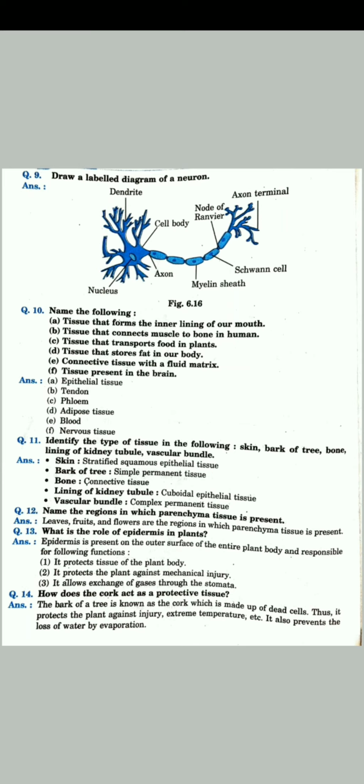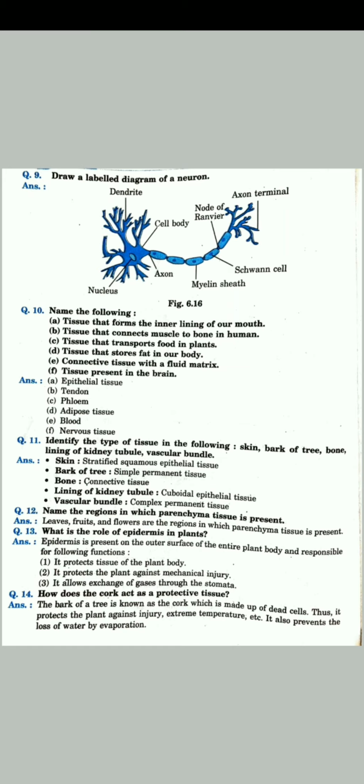Question number 1 is, tissue that forms the inner lining of our mouth. That is epithelial tissue. Wherever lining is there, epithelial tissue is there. Then tissue that connects muscle to bone, tendons. Then tissues that transport food in plants, liquid food, that is phloem. And then after, tissues that store fat in the body, adipose tissue. Tissues present in the brain, that is nervous tissue.